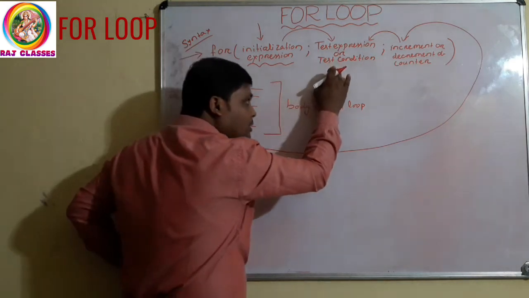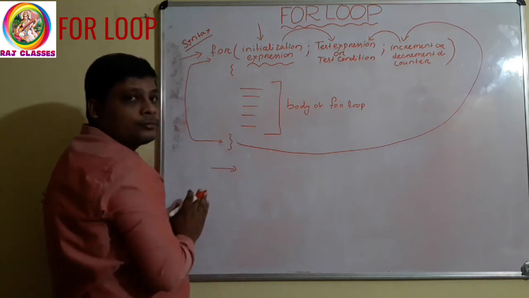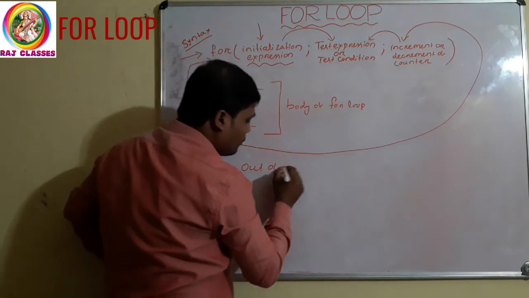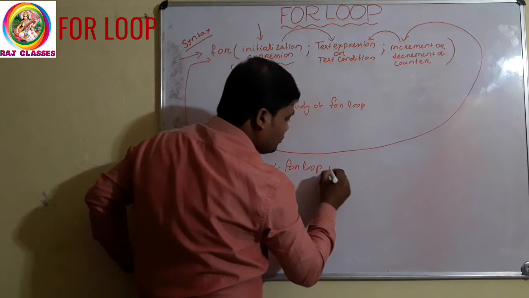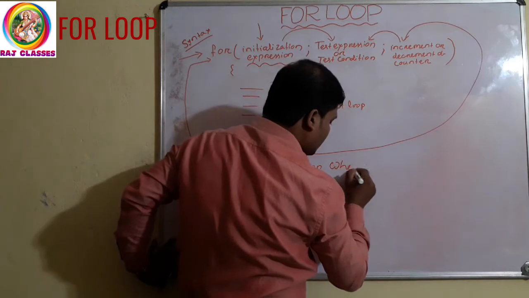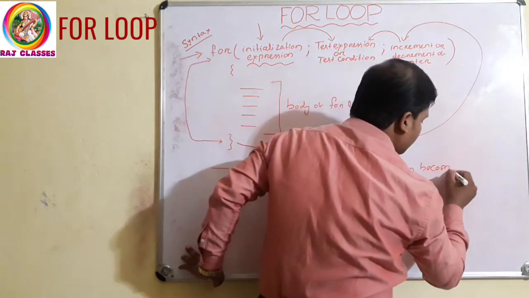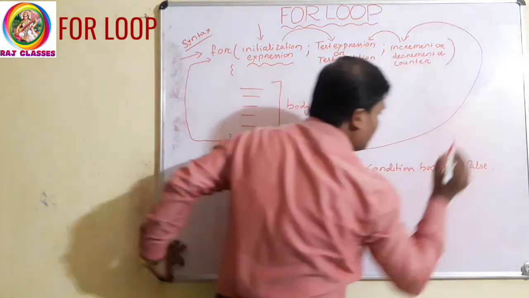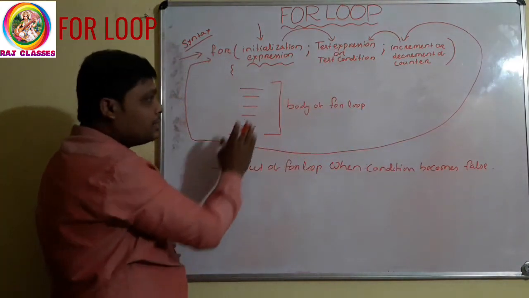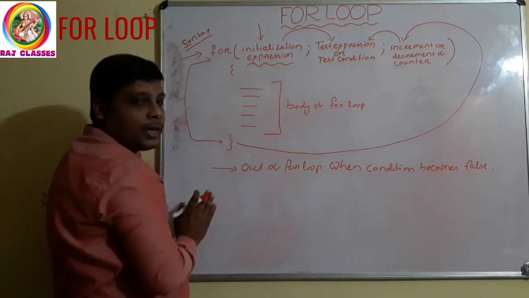When this condition becomes false, control will go out of for loop. Clear? When the condition becomes false, control will go out of for loop. This is how the for loop will execute. This is the procedure of how for loop executes.